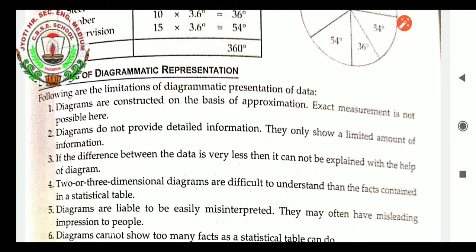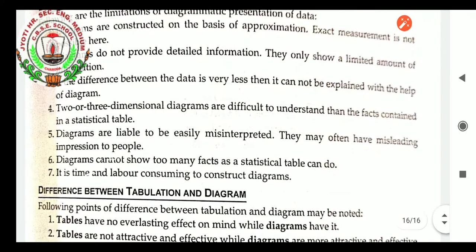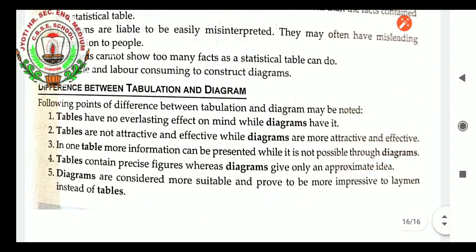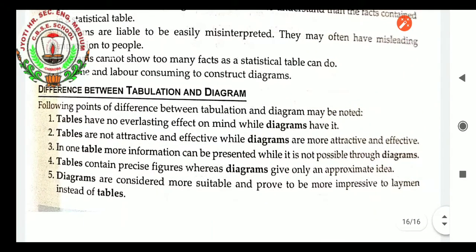Diagrams are liable to be easily misinterpreted. They may often have misleading expressions for people. Diagrams cannot show as many facts as a statistical table can. It is time and labor consuming to construct diagrams. Difference between tabulation and diagram. The following points of difference between tabulation and diagram may be noted down.